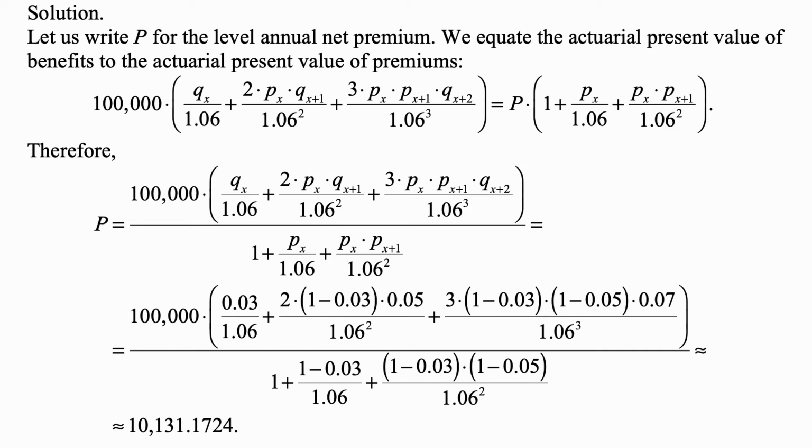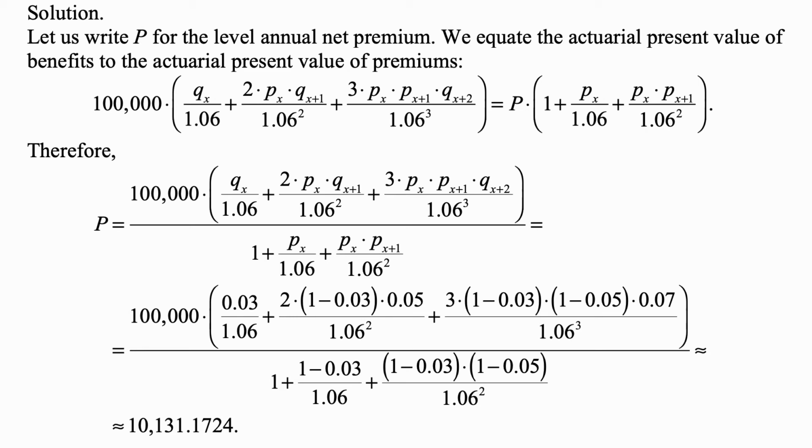And that's equal to P, the premium, times 1, because the first premium is paid with certainty, plus p_x over 1.06, that's the premium paid at time 1, plus p_x times p_{x+1} over 1.06 squared, for the premium paid at time 2, and the premium is paid at the beginning of each year. And we just solve this for P, and P is equal to 100,000 times q_x over 1.06 plus 2 times p_x times q_{x+1} over 1.06 squared plus 3 times p_x p_{x+1} times q_{x+2} over 1.06 cubed, divided by 1 plus p_x over 1.06 plus p_x times p_{x+1} over 1.06 squared.